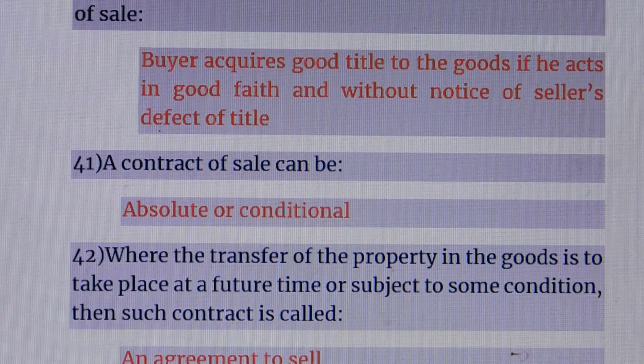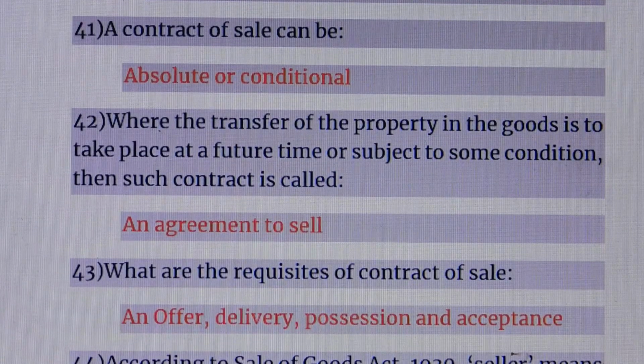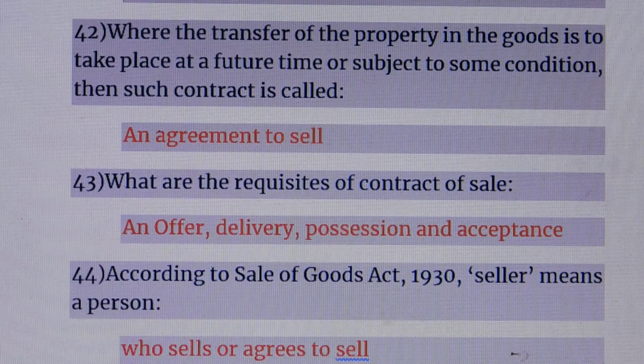Question number 41. A contract of sale can be. Answer is absolute or conditional. Question number 42. Where the transfer of property in the goods is to take place at a future time or subject to some condition, then such contract is called. Answer is an agreement to sell. Question number 43. What are the requisites of contract of sale? Answer is an offer, delivery, possession and acceptance.